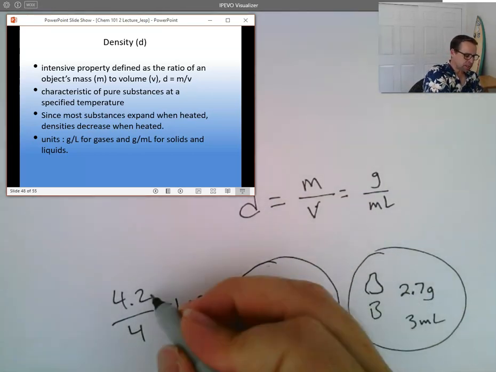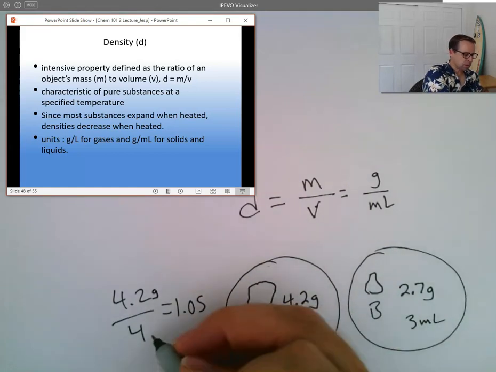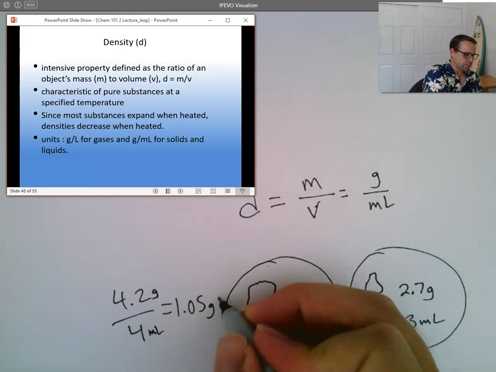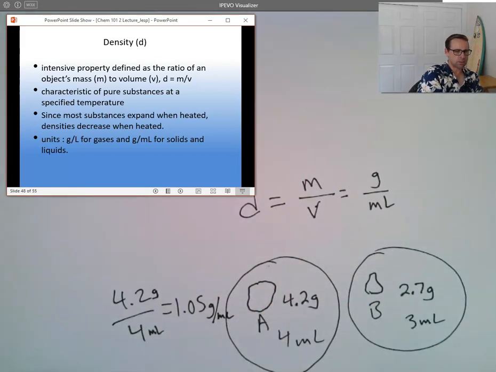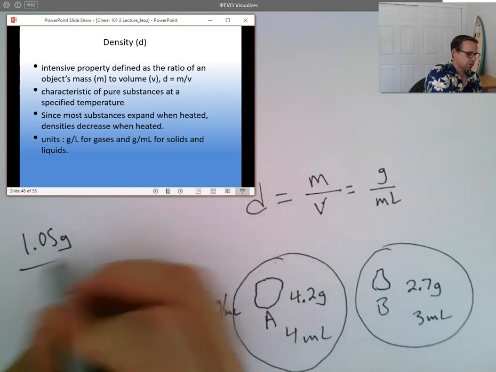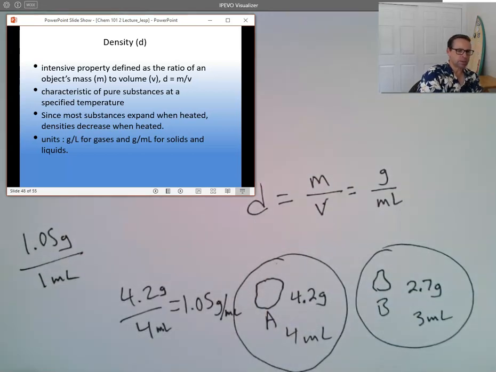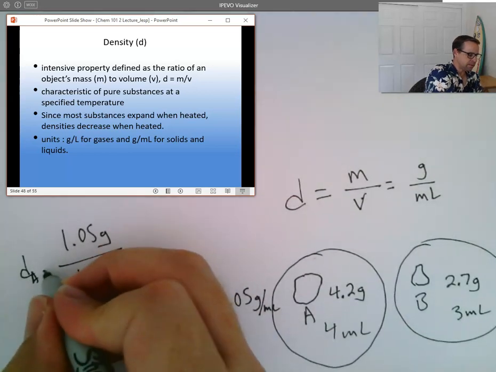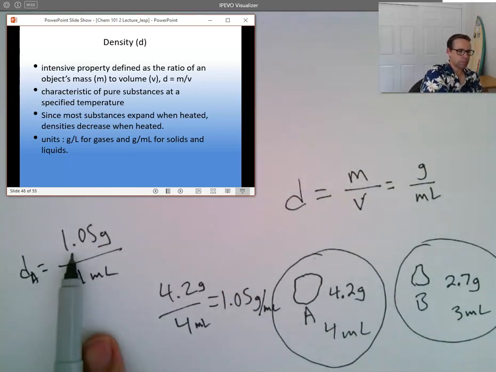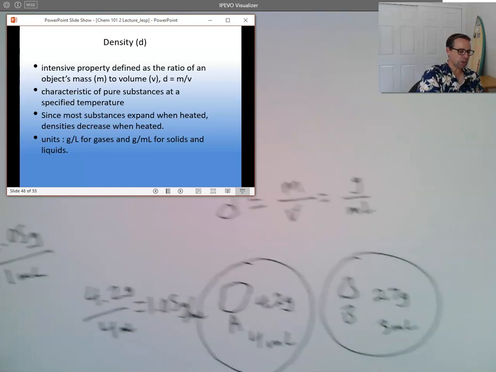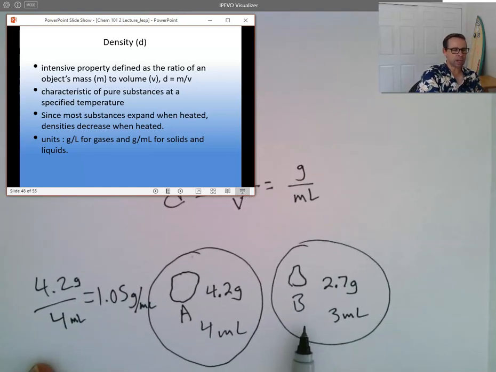And the units there, because this was 4.2 grams and 4 milliliters, the units are grams per milliliter. Or in other words, 1.05 grams for every 1 milliliter. That's the density of this material. The density of A is 1.05 grams for every 1 milliliter. All right? Can you help me find the density of B with your calculator?